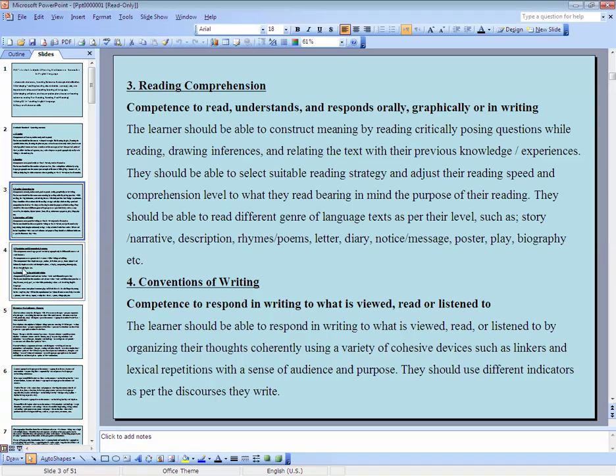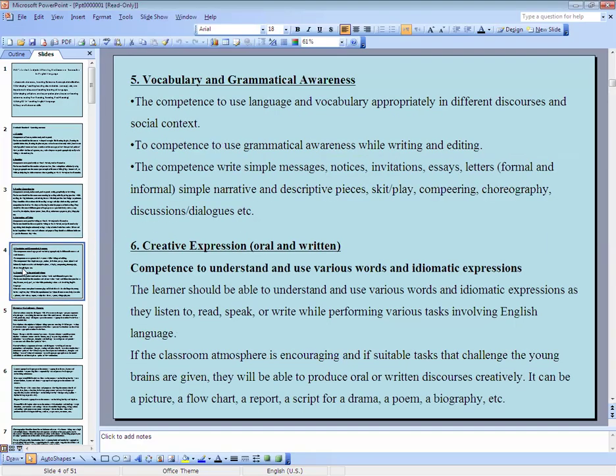Then we have vocabulary and grammatical awareness. The competence to use language and vocabulary appropriately in different discourses and social contexts. I think you all know the list of the discourses. Yes, children, what are the different discourses?